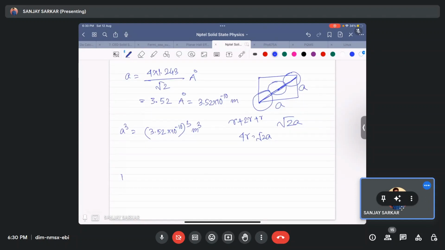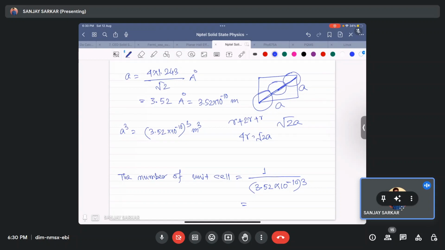So the number of unit cells is equal to the given volume, which is 1 meter cube, divided by the volume of each unit cell, which is 3.52 into 10 to the power minus 10, cubed. If you calculate this, it will be 1 divided by 3.52 cubed, which is 0.018.